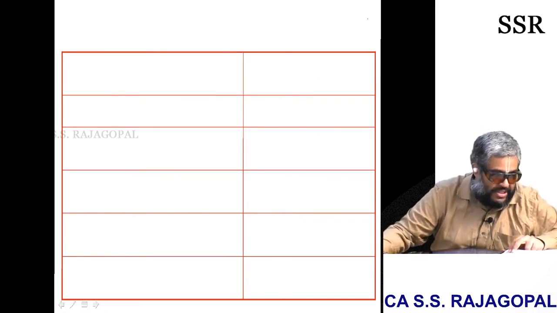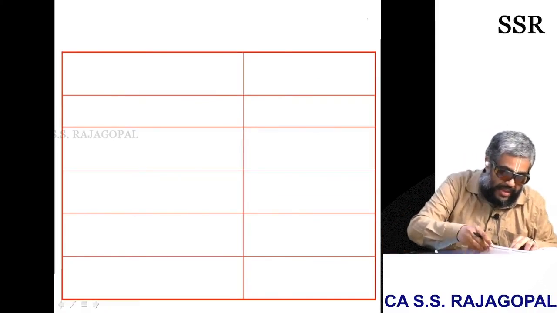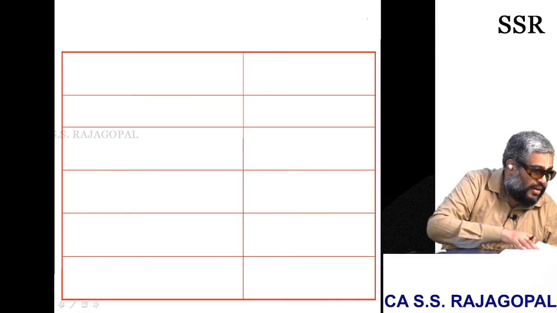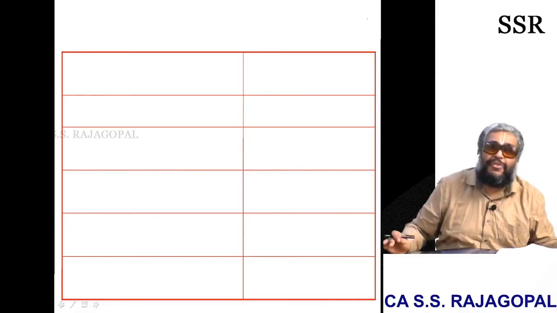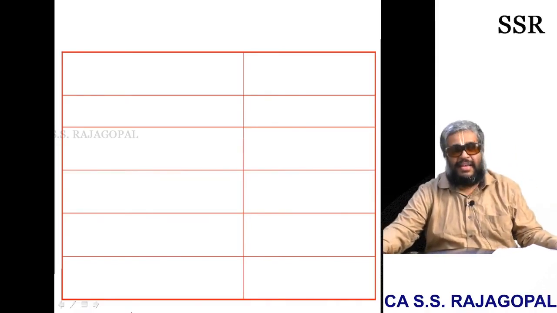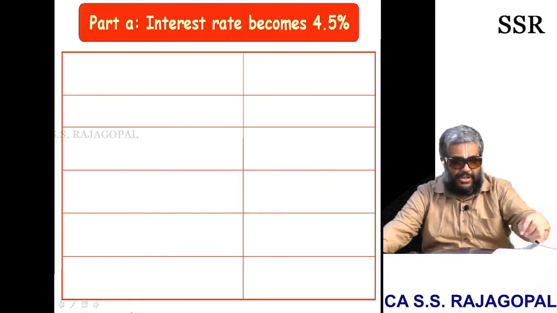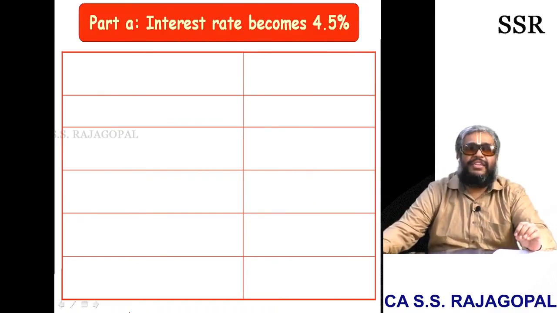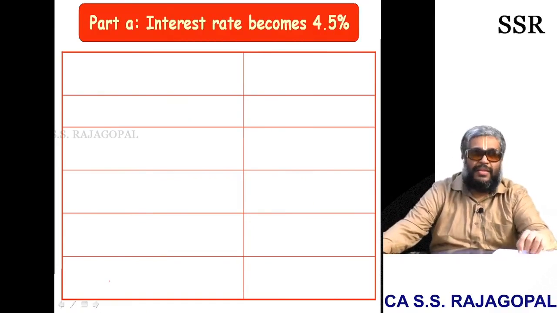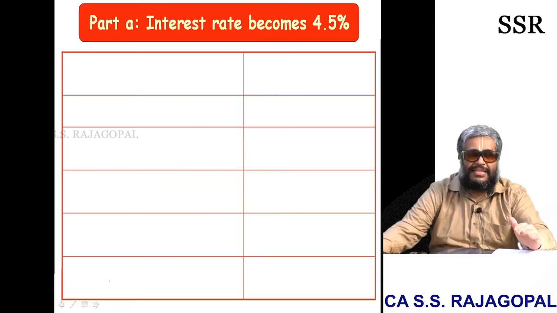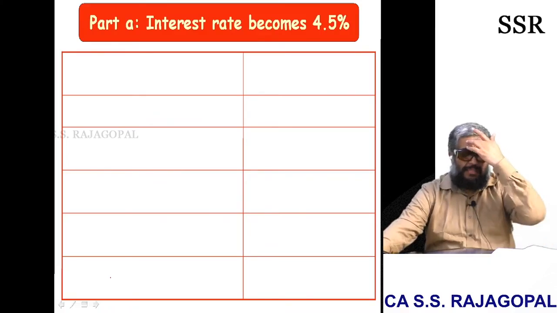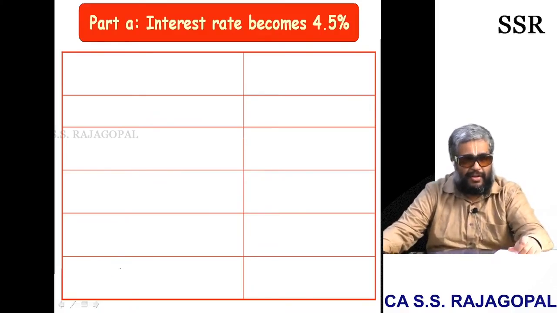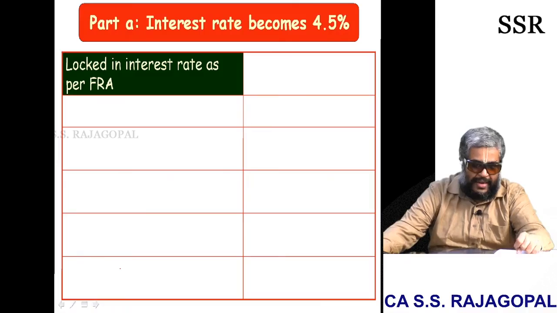Next. Write down. There are two situations given here. Situation 1 is, on the FRA maturity date, the actual interest rate turns out to be how much? 4.5, 6.5. Two situations. Write down inside that. Situation 1, or part A. Interest rate becomes 4.5%. That is, after 3 months, the 6 months interest rate becomes 4.5%. Can I proceed or not? Next. Locked-in interest rate as per FRA 5.94%.